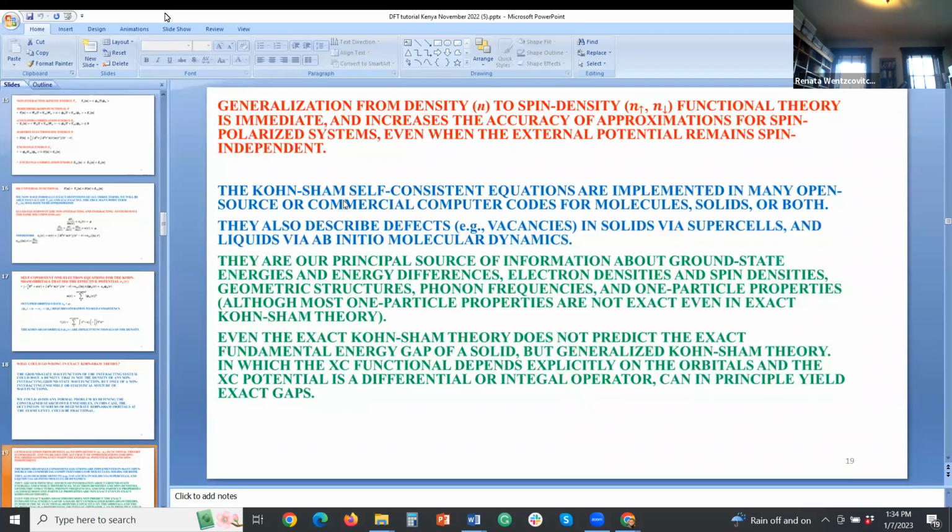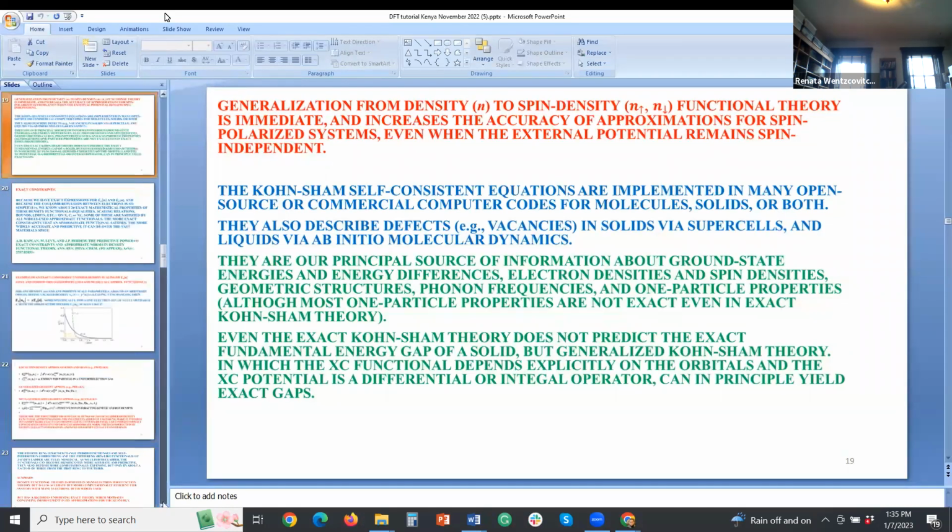Anyway, if instead of Kohn-Sham theory, you use a generalized Kohn-Sham theory, in which the exchange correlation functional depends explicitly on the orbitals, and the exchange correlation potential is then a differential or integral operator. That approach can, in principle, yield exact gaps. And in fact, with hybrid functionals and self-interaction corrections, one can get fairly accurate gaps even from approximate functionals, but only in generalized Kohn-Sham theory, not in the original Kohn-Sham theory.